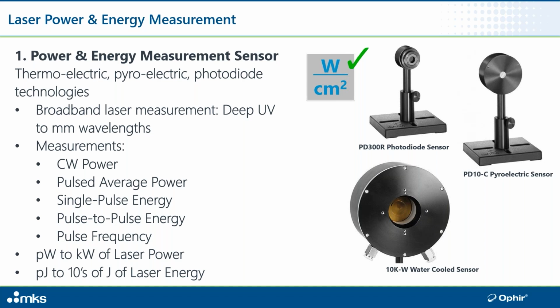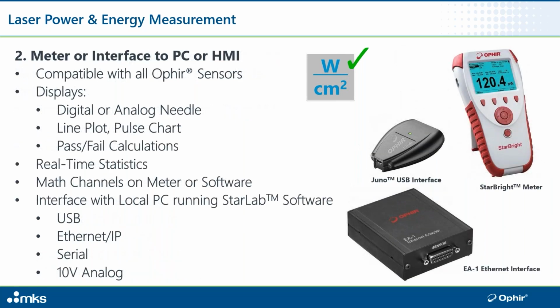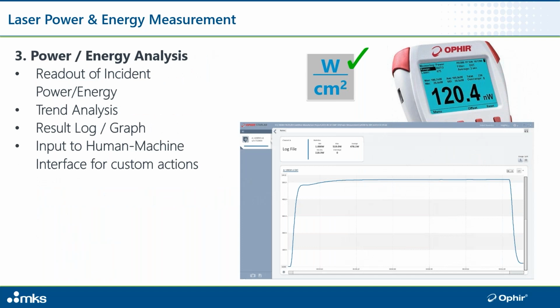You pick your sensor, and then once you've picked your sensor, you will marry that with some kind of meter or PC interface. So you've got a couple examples here. You've got a Starbright meter by Ophir. You've got a Juno PC interface, an EA1 Ethernet interface. Take your sensor, marry it up with some kind of meter or PC interface, and then number three, you perform the analysis. So what you want to see is laser power versus time.